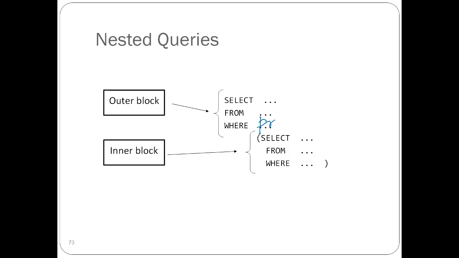For this predicate, this predicate involves another SQL query. Okay, that's the nested query. That's an example of a nested query. Outer block as well as inner block. Sometimes this inner query is also called the nested query itself. Outer query or the nested query.